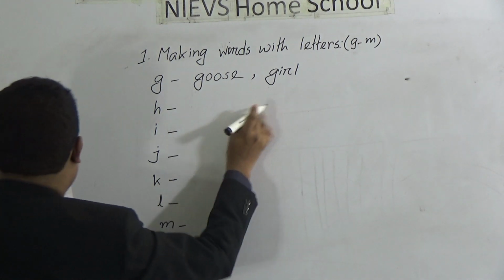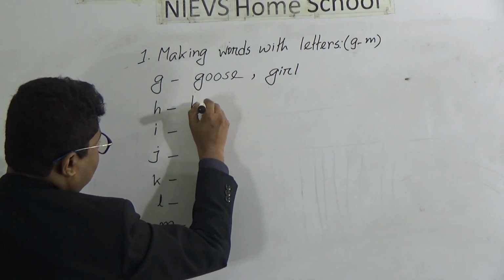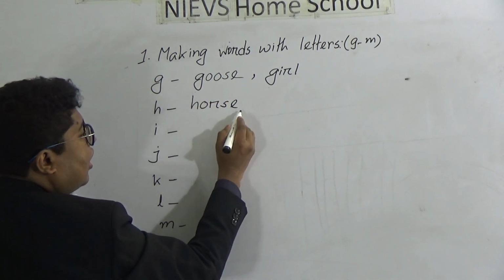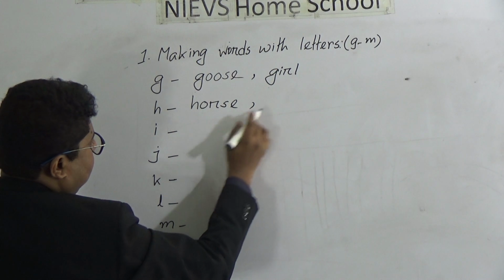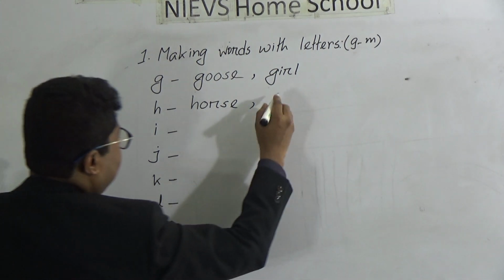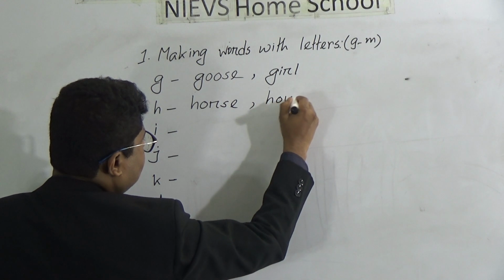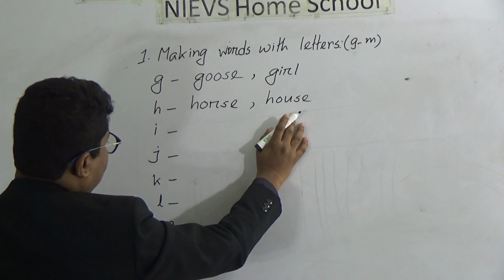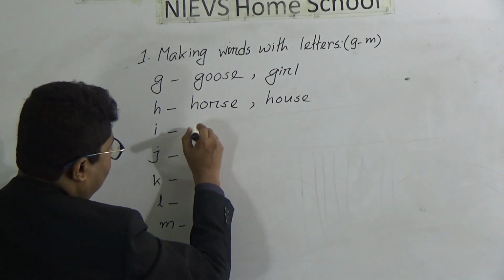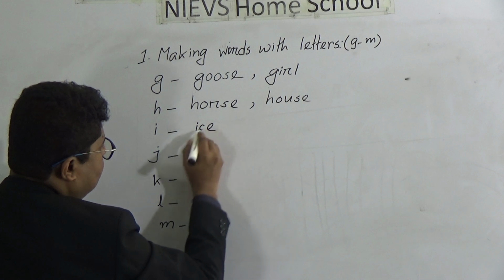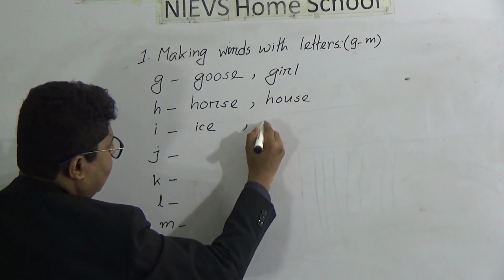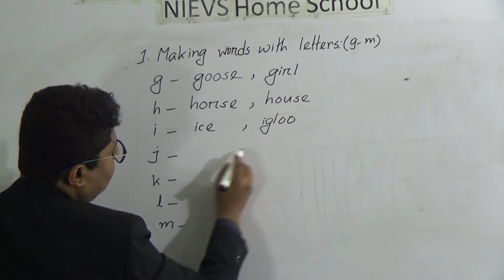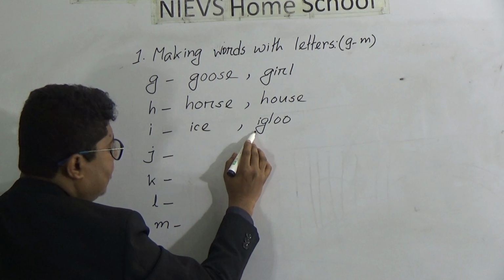Next one, H for horse. H will be small, H-O-R-S-E. H for horse. Put a comma. H for horse and H for house. So H for horse, H for house. Next one, I. I for ice. I-C-E, ice. I for igloo. I-G-L-O-O. So I for ice, I for igloo.